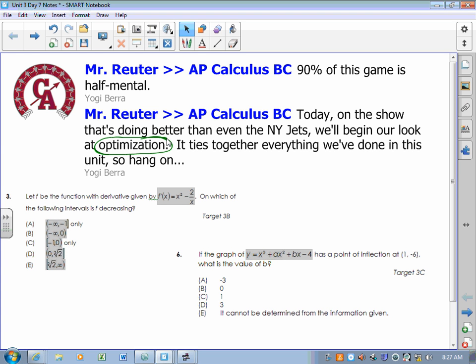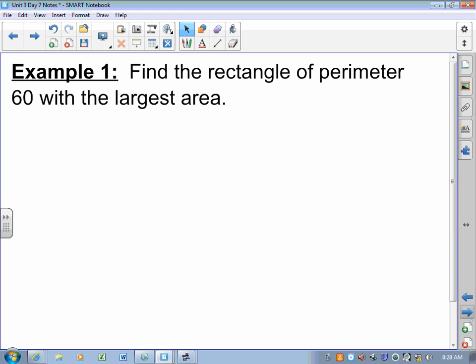We are looking at how to find where a function is the biggest, where a function is the smallest, and we're going to do that using everything we know about the derivative. So I will present for us some classic problems in optimization with the hope that you and I will figure out the rhythm of the questions. Consider the following. Find the rectangle of perimeter 60 with the largest area.